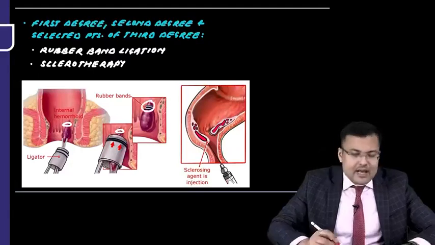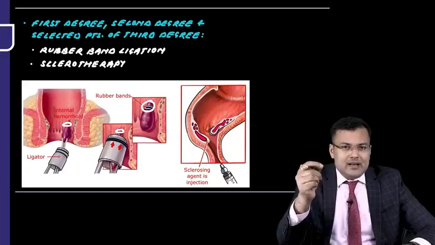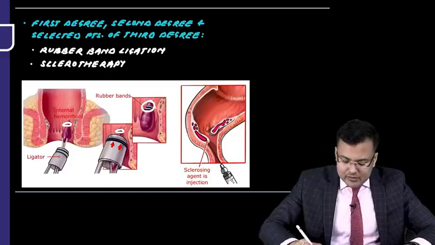So this is rubber band ligation. What will happen? After this application, there is ischemia at the pedicle, and within 48 hours, it will be sloughed off, and healing occurs with fibrosis.